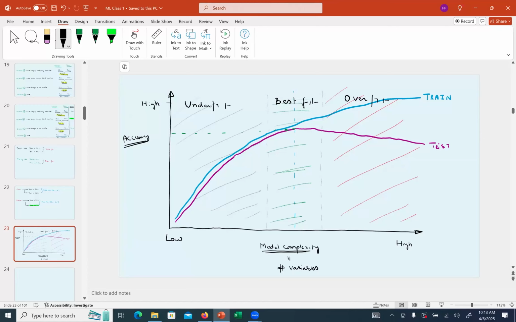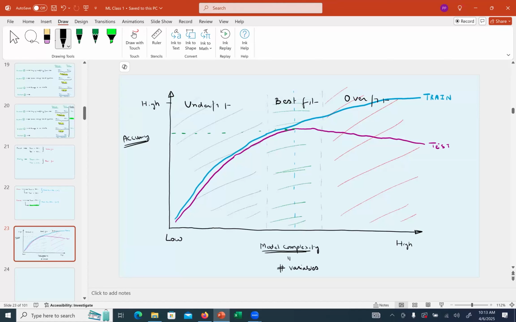So if I want to be very sure of your intelligence, I need to ask you multiple questions. The more questions I ask you, the more confident I will become that you are, let's say, smart. So I want my test data to be as big as possible.